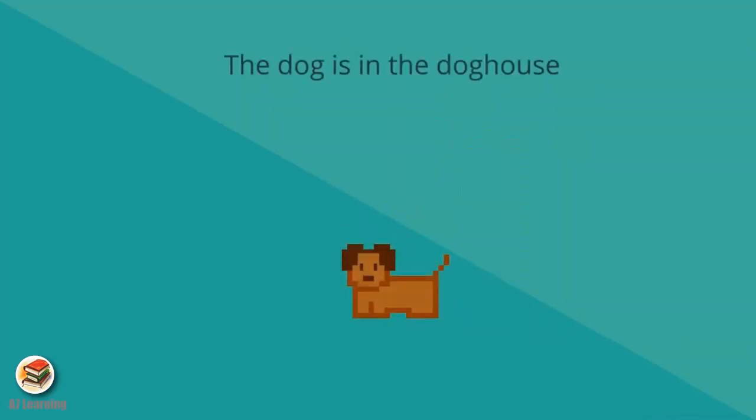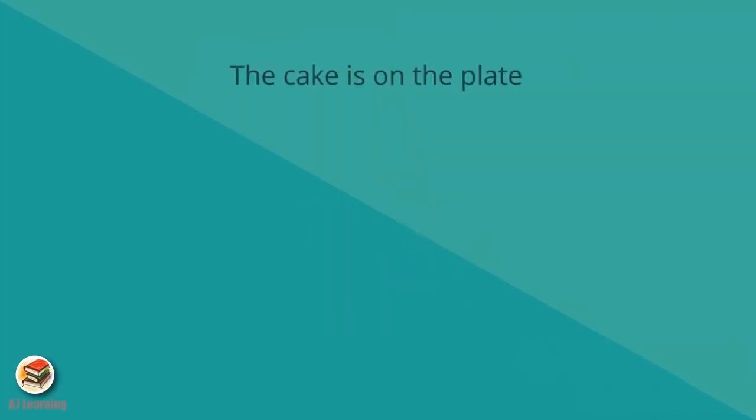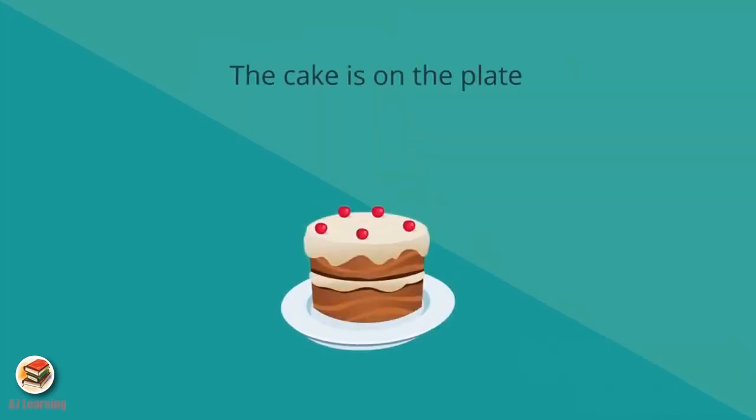The dog is in the doghouse. In shows where the dog is in relationship to the doghouse. The cake is on the plate. On shows where the cake is in relationship to the plate.